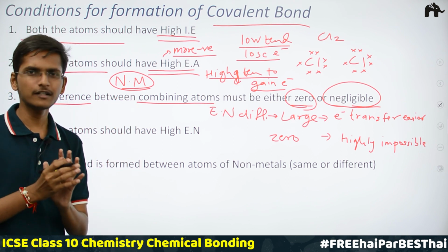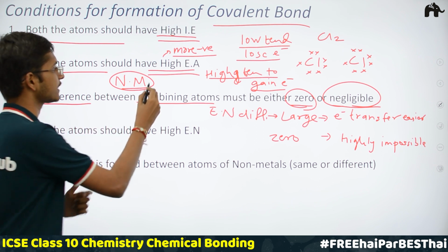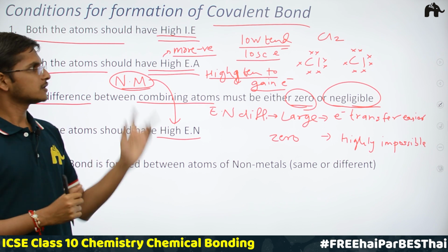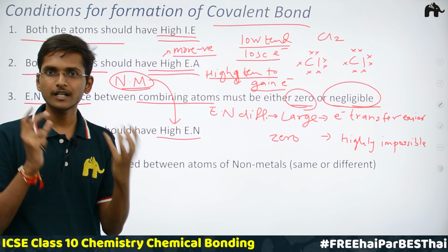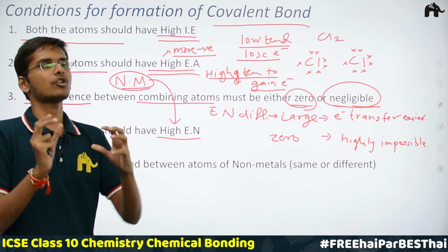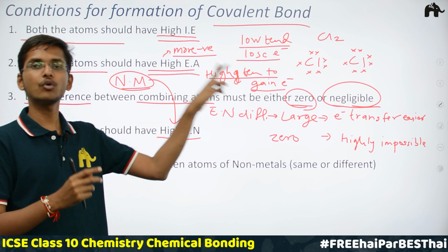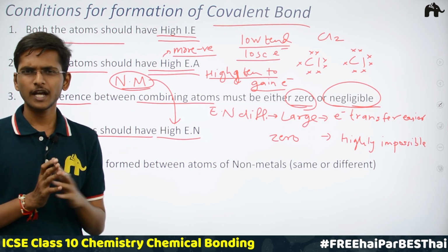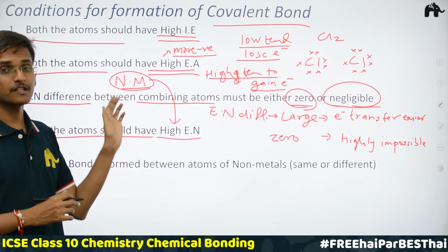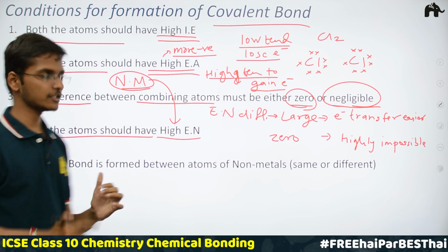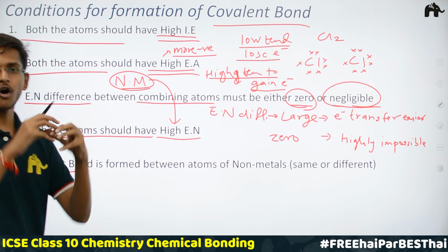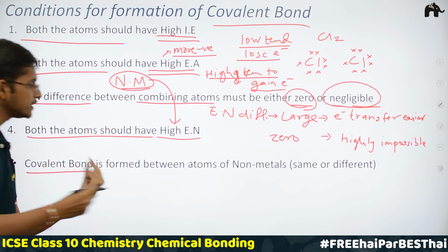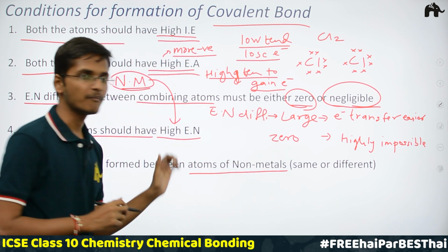And we also know that non-metals have very high electronegativity, right? So from here comes the condition. Since both the combining atoms are non-metals, and we know non-metals have high electronegativity, we are saying that both the combining atoms should have high electronegativity. And just now we have learned that both the combining atoms are of non-metals. So the covalent bond, which would be formed due to the mutual sharing of one or more pairs of electrons, would be formed between the atoms of non-metals, right?